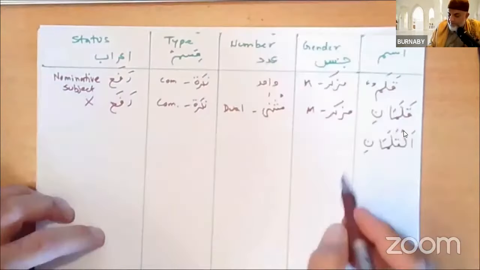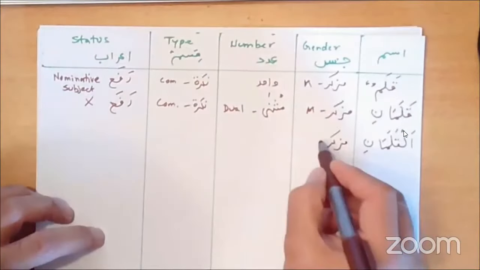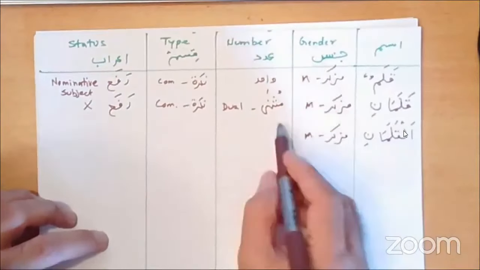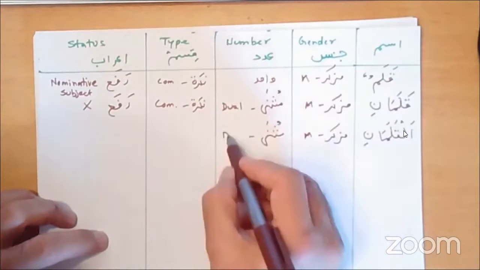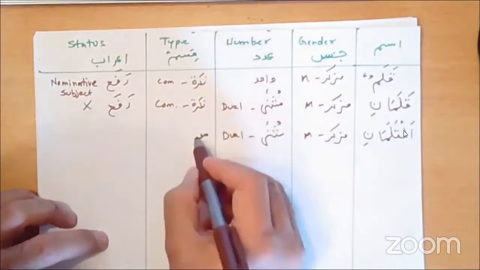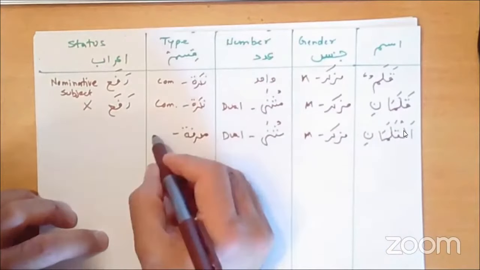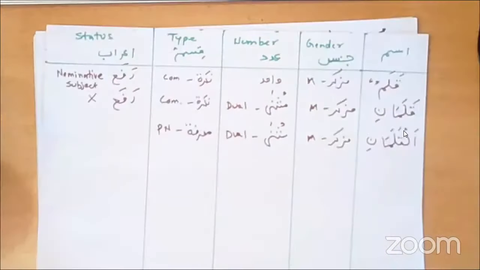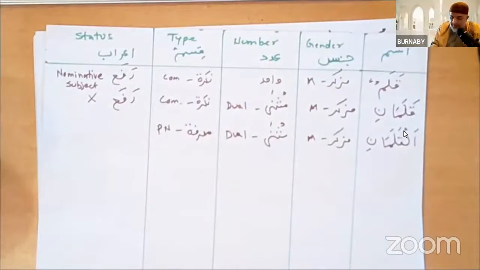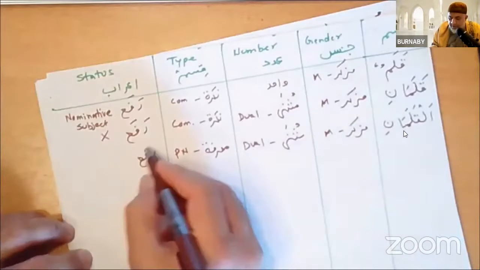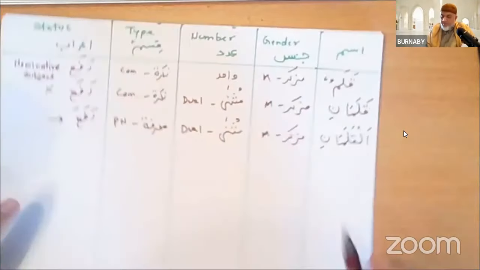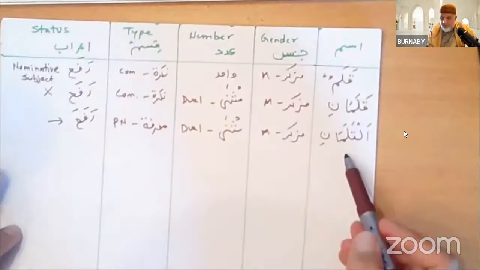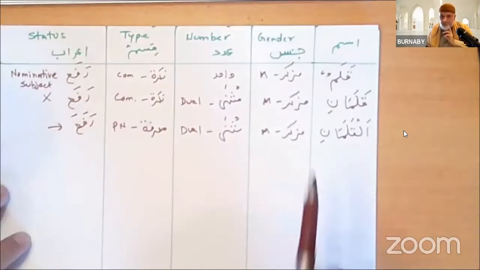is it mudhakkar? Yes. Is it still musanna? Yes. Marifa, which is proper noun. And it is Rafa, but since we haven't talked about it, I'm not going to worry too much about it. As long as you can start to pick up the difference for these three things, I'm happy with it.